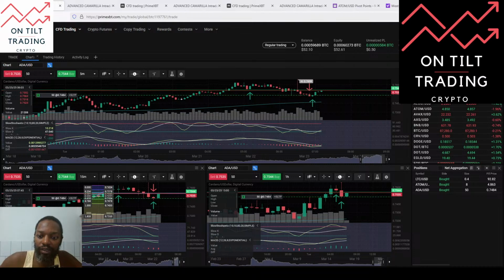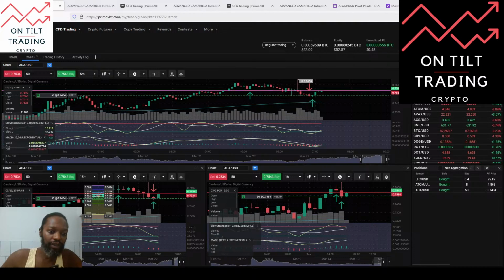Here on the slow stochastic, we're in an overbought condition. This could be a time to sell, or this could be aggressive buying. We can see that buyers have momentum down here on the MACD, with the MACD above the average here.